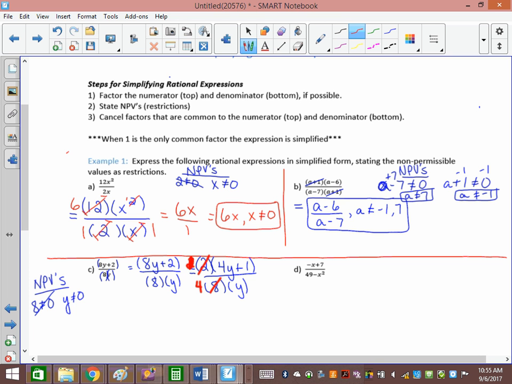This is 1. Wow, that's sad. 2 divided by 2 is 1. Do I have to write that 1 in front? It's 1 times something. Do I have to write it? No. So it's 4y plus 1 over 4y.